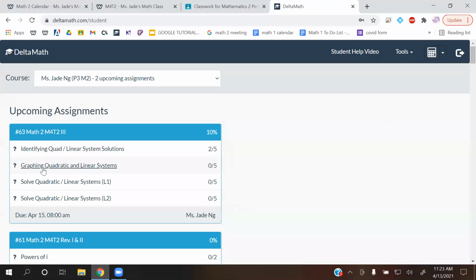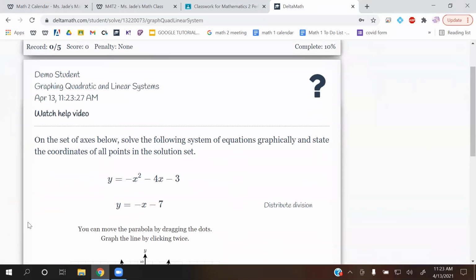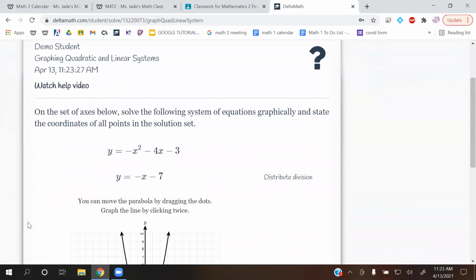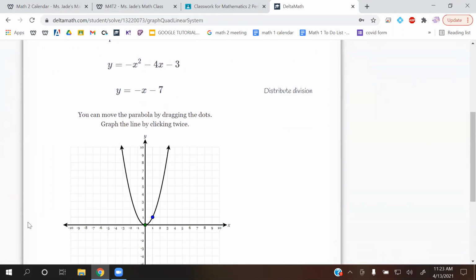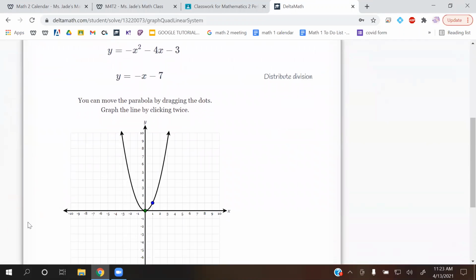The next category is graphing quadratic and linear systems. On the set of axes below, solve the following system of equations graphically and state the coordinates of all points in the solution set. So we have y is equal to negative x squared minus 4x minus 3 and y is equal to negative x minus 7. So we're going to move the parabola by dragging the dots and graph the line by clicking twice. So you just click 2 spots and then you will have your line.